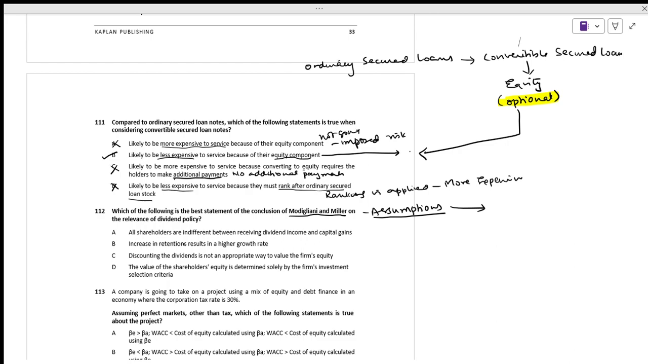Which of the following is the best statement of the conclusion that all shareholders are indifferent between receiving dividend income and capital gain? Is it in the perfect market? They are saying, which of the following is the best conclusion of Modigliani Miller on the relevance of dividend policy?